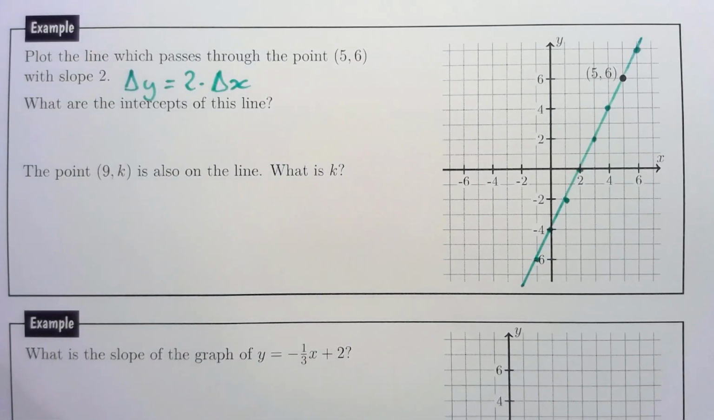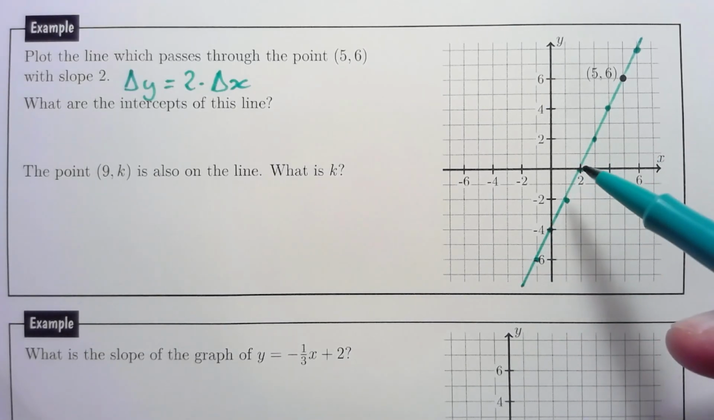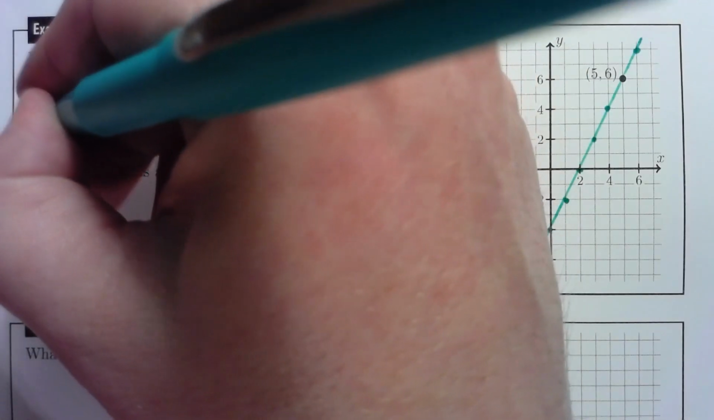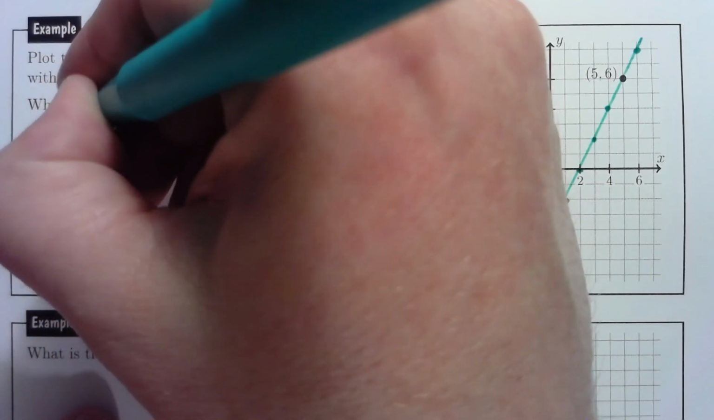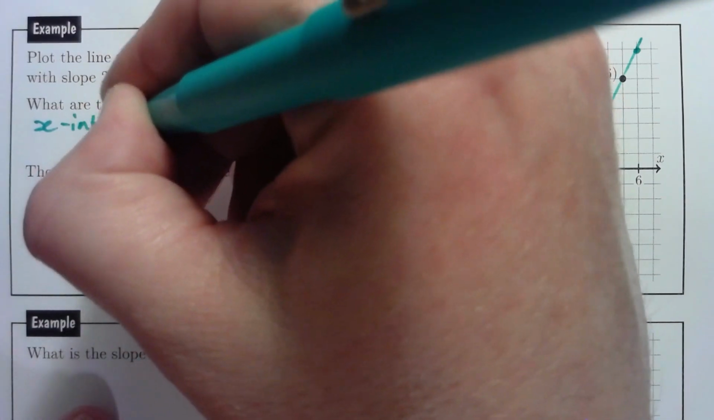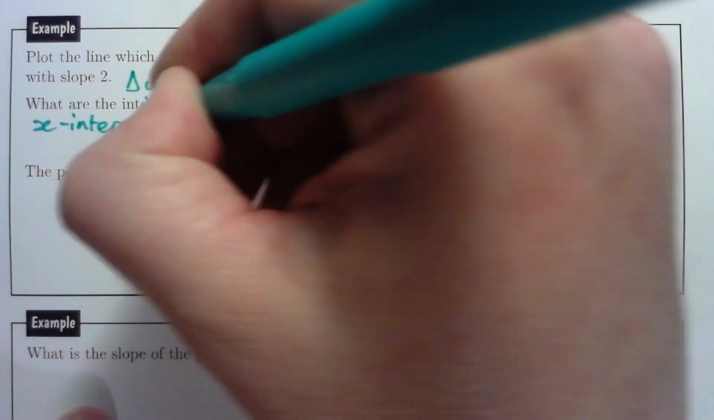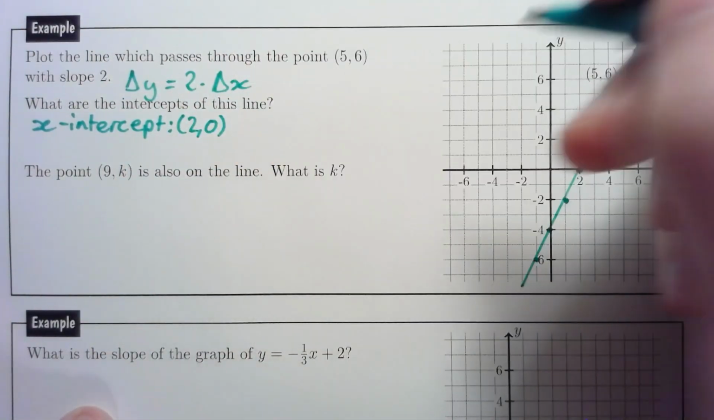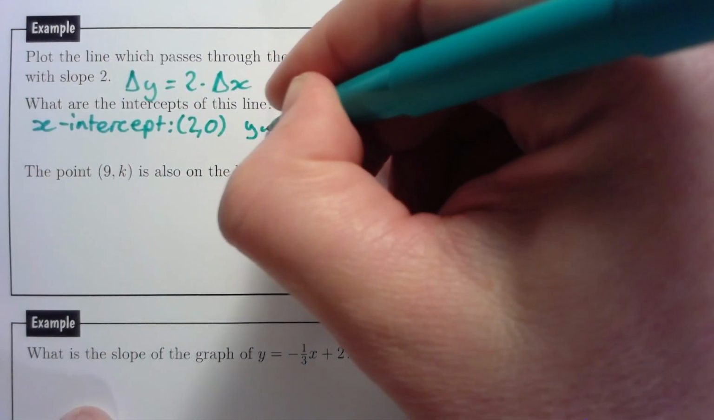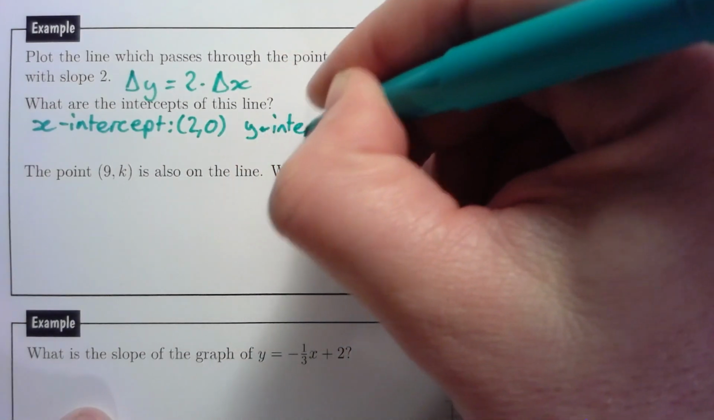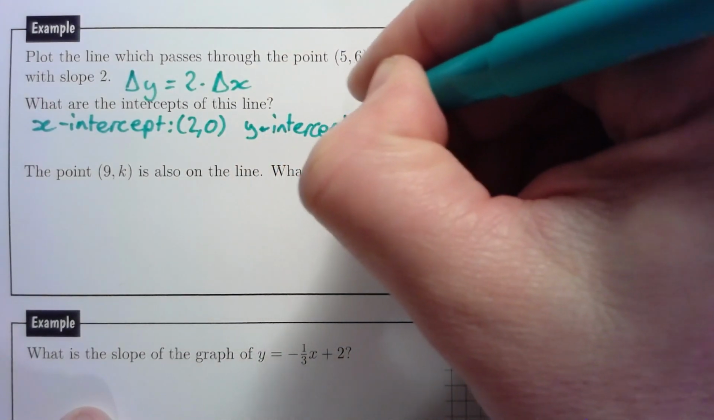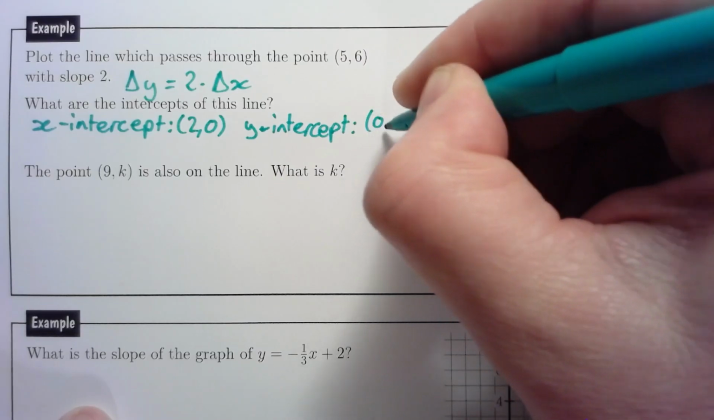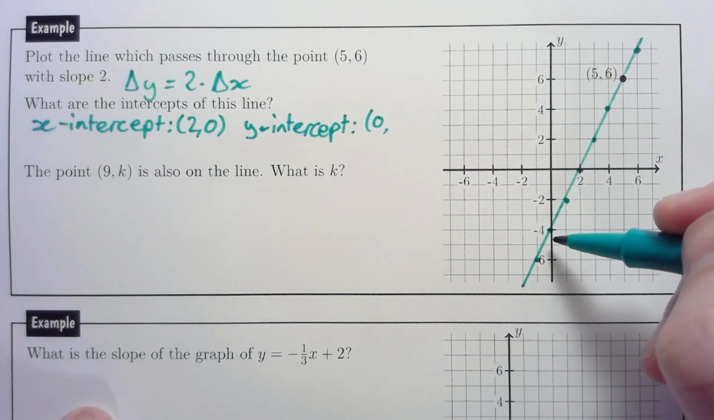Okay. So, next question asks, what are the intercepts of this line? Well, we can just read them off the graph now. We have our x-intercept at 2. So, the x-intercept is 2, 0. And the y-intercept always has x equals 0, and the y-coordinate is -4.